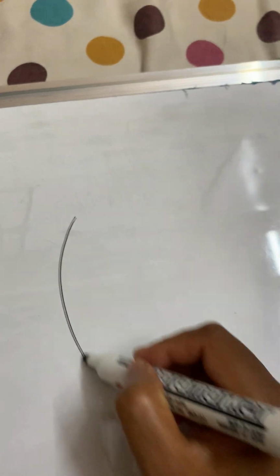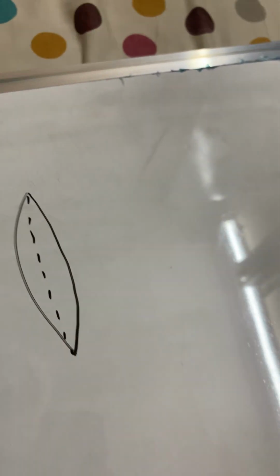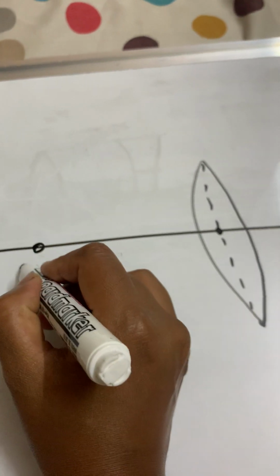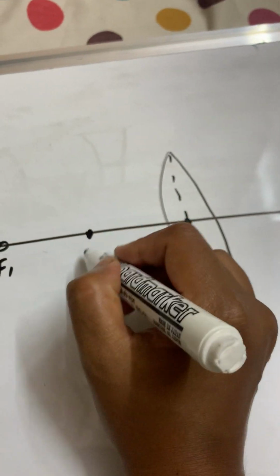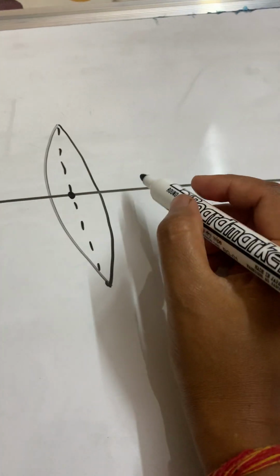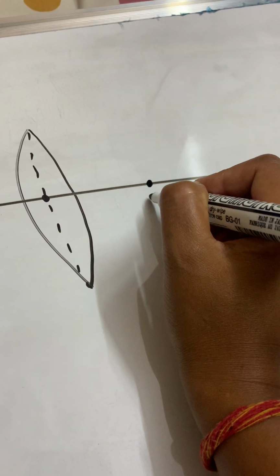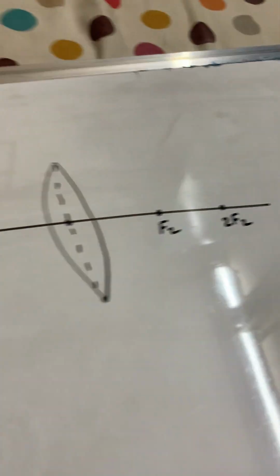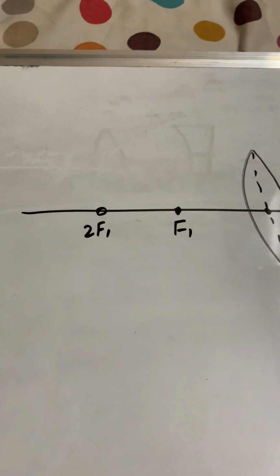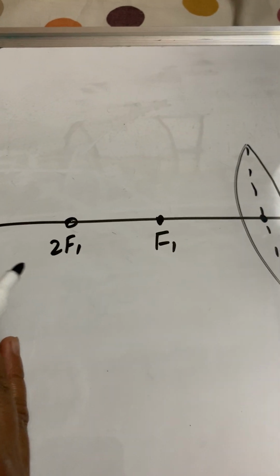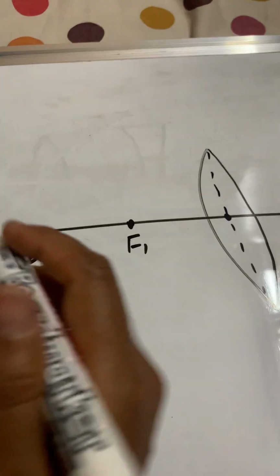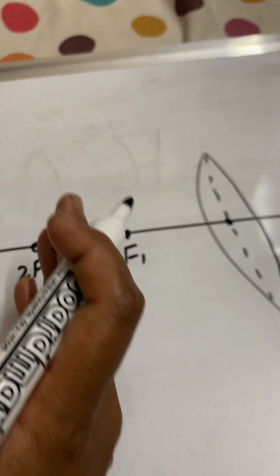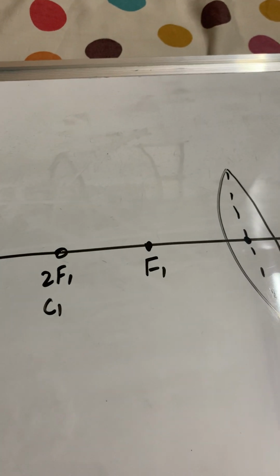I'll make it again because the convex lens is in detail. Optic center, principal axis, I'm making it manually, roughly: 2f1, f1, then f2, and this is 2f2. Where can we keep the objects? We can keep the object beyond the center. 2f1 is the same as the center, c1. We can keep it beyond c1.